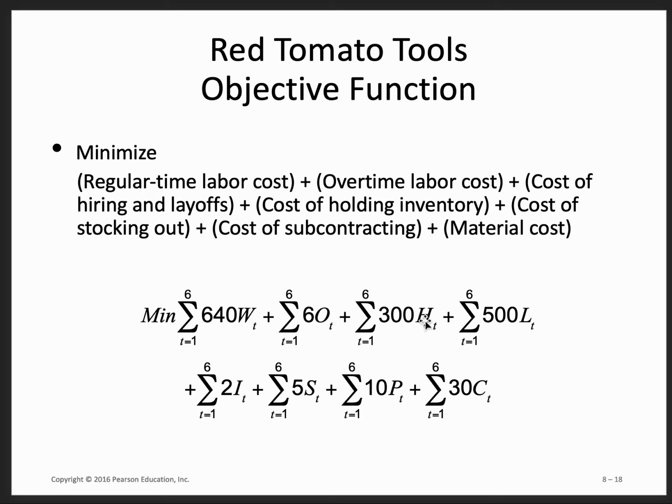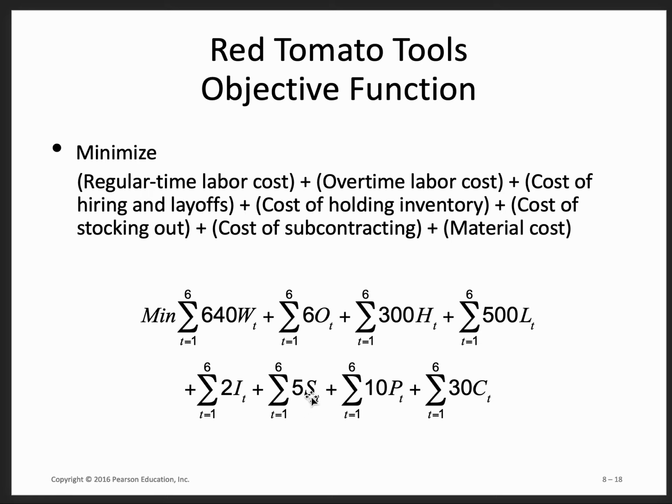Then the total number of workers that you hire times 300, because it costs you $300 to hire workers, $500 to lay off workers. So 500 times the total number of workers who are laid off over the 6-month period. And then inventory cost, the total amount of inventory that you hold times $2. That's the cost of holding inventory.